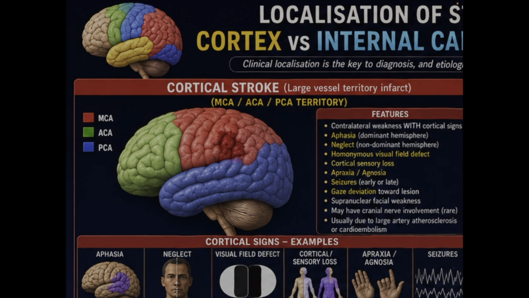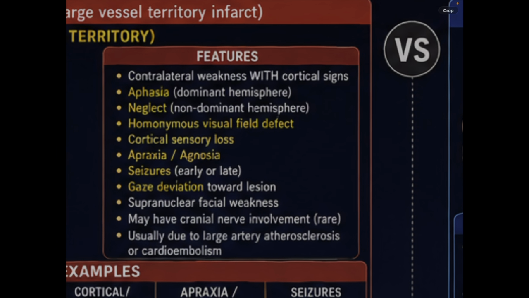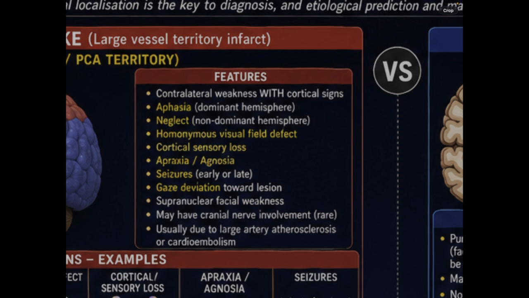So what are the important cortical signs? The important cortical signs include aphasia, hemispatial neglect, homonymous visual field defects, cortical sensory loss, graphesthesia and stereognosis, apraxia, agnosia, early post-stroke seizures and conjugate gaze deviation toward the side of the lesion.